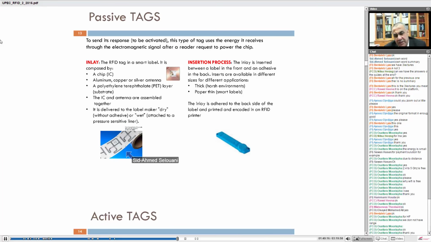And then they can be delivered in the form of a label, and the label could be dry or wet.